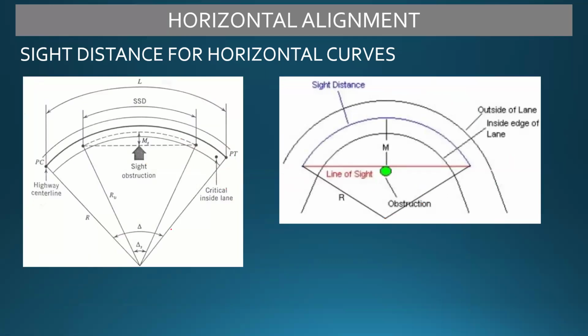Same concept as in our previous lessons, so you won't have difficulty memorizing the formula. Just remember that our sight distance is always in the middle of our lane. This is the outer edge and the inside edge of the lane.